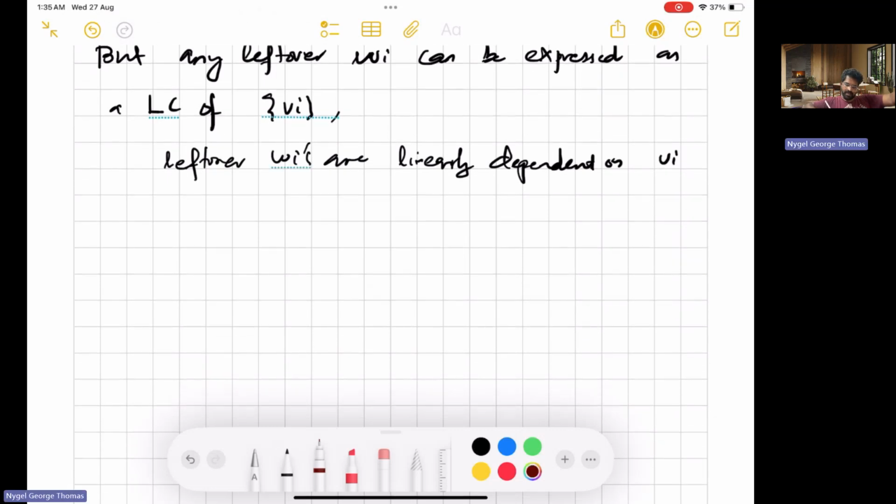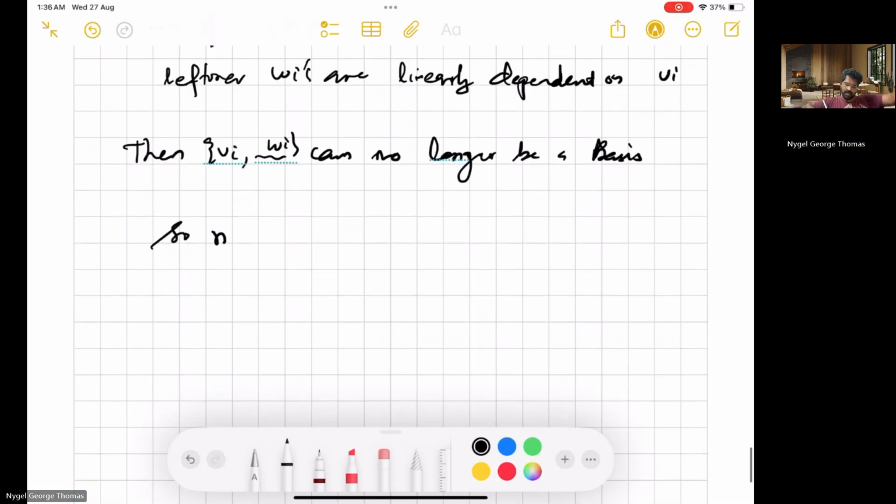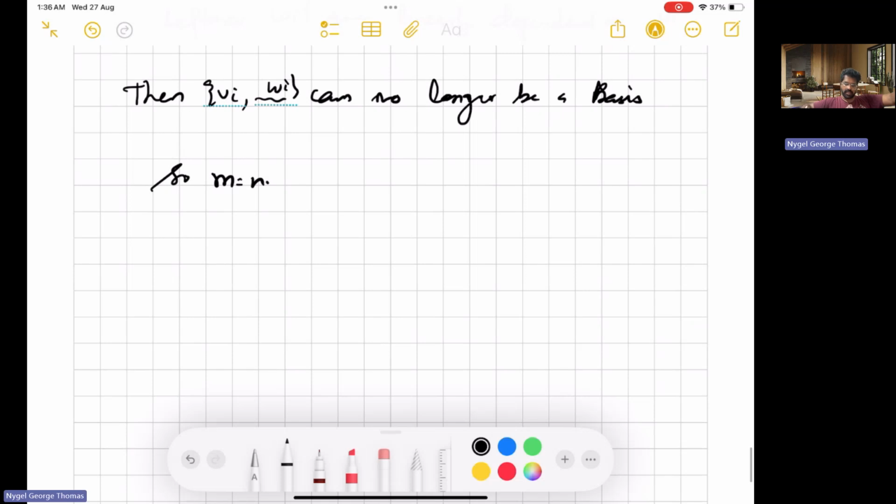But if that happens, then what do I do? The set of vi and the set of leftover wi's can no longer be a basis. This contradicts the definition of basis, because a basis has to be linearly independent. So m should be equal to n. Otherwise, it's a contradiction.